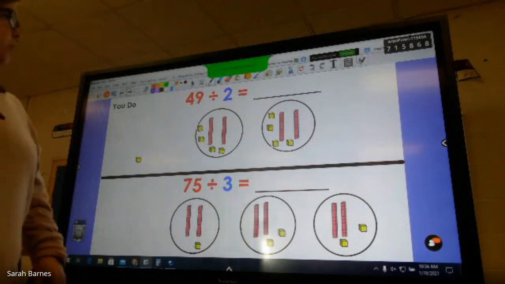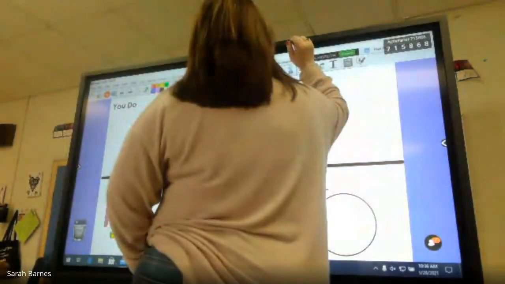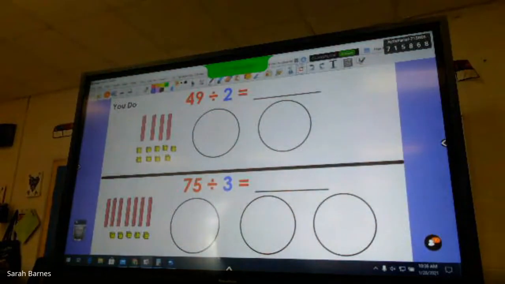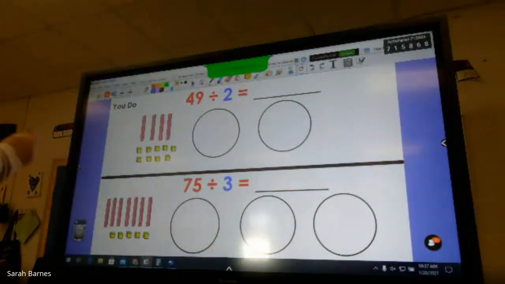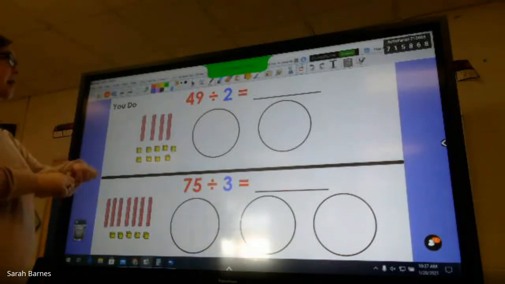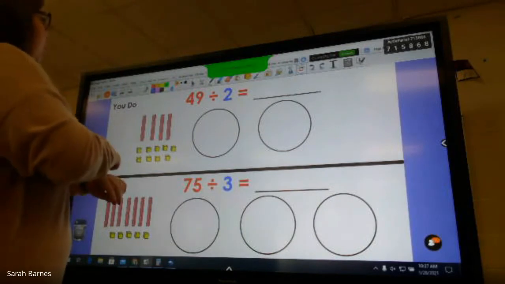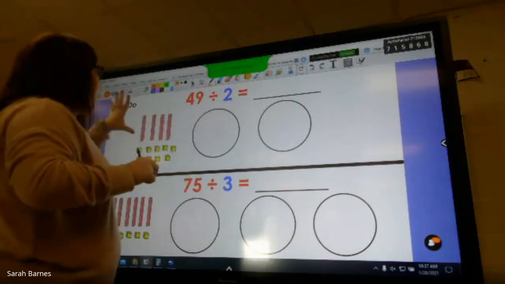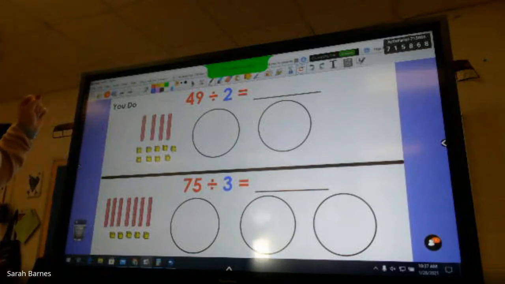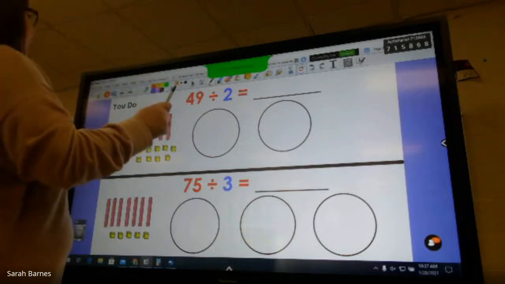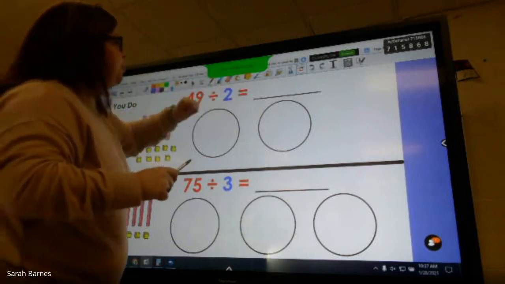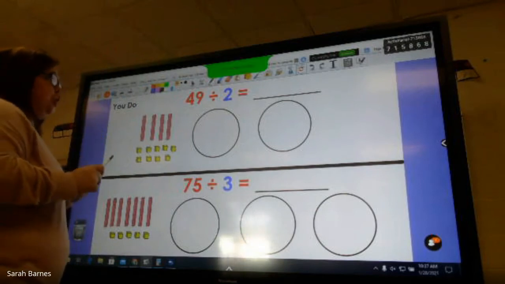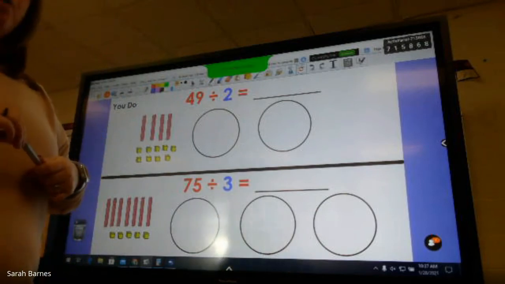All right. Well, I thought it cleared off. Okay. There we go. Okay. So now it's your turn. You're going to show me that you can divide. Now, I've already drawn the circle, so I've already got your groups and your base 10s for you. You just need to do the division part and put your answer in. You are only going to do 49 divided by 2. Okay? So just that problem.